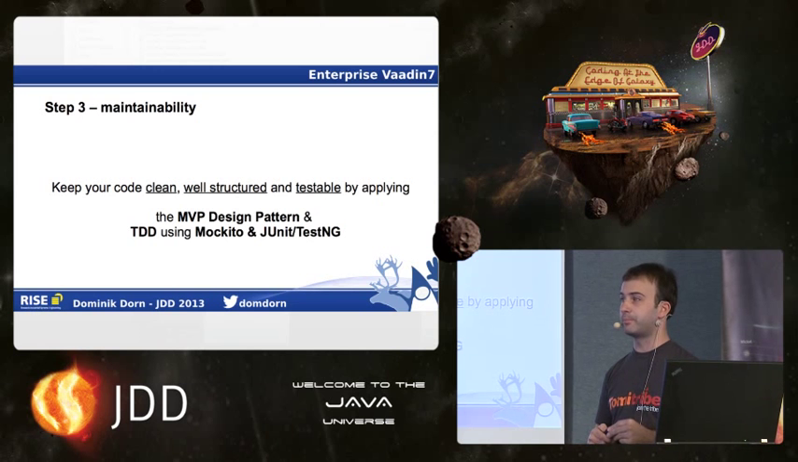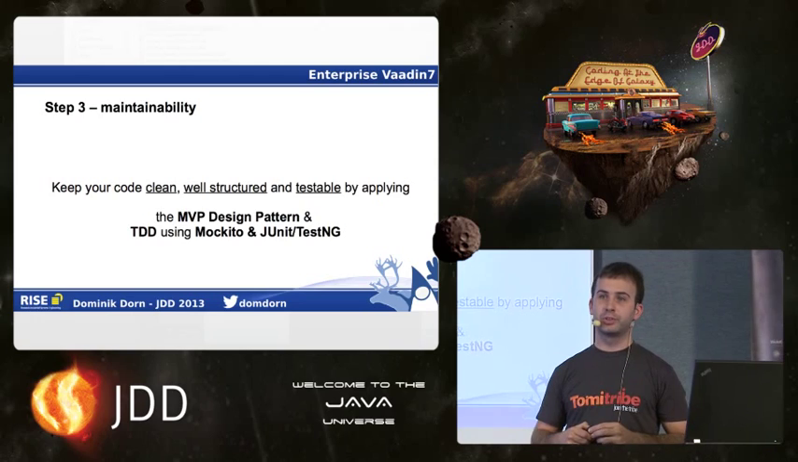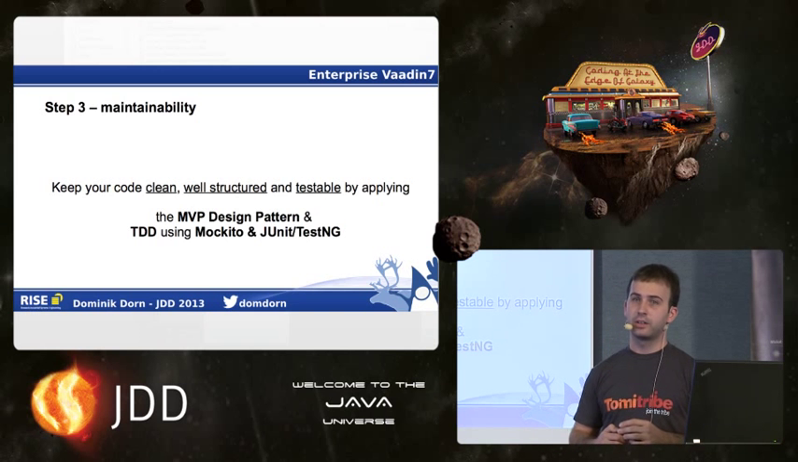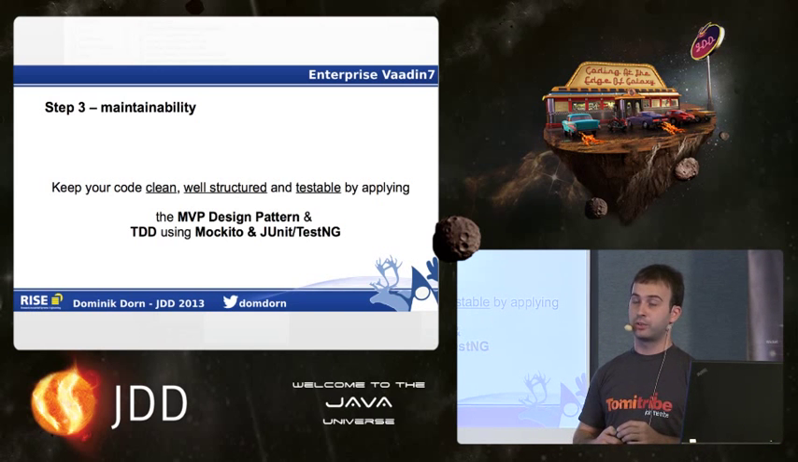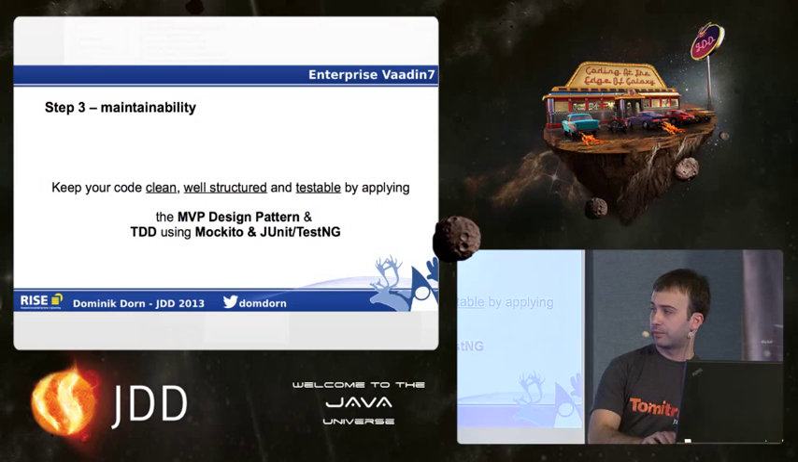So, step 3, maintainability. It's really hard to keep your code base clean if you have so many people working concurrently on the project, and it quite easily gets to a mess. So we have developed a structure that worked quite well for us, and this is done by applying the MVP, Model View Presenter design pattern, and we're doing tests with Mockito and TestNG.